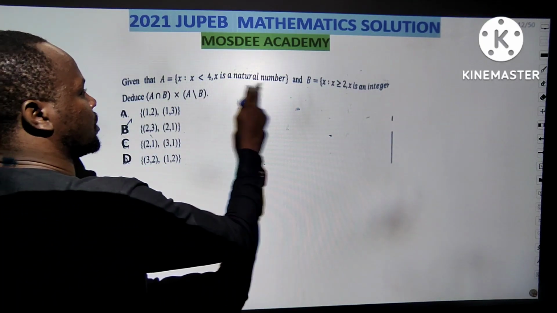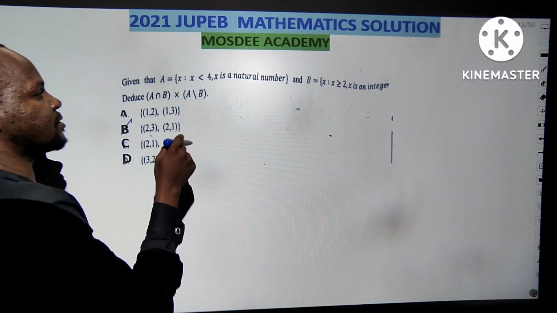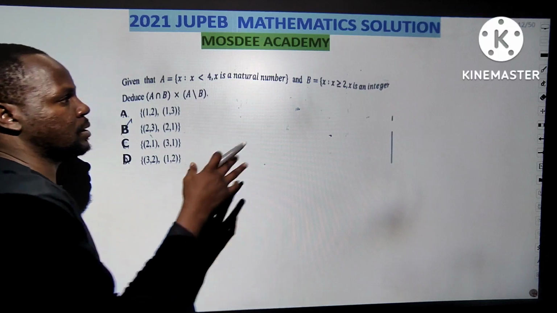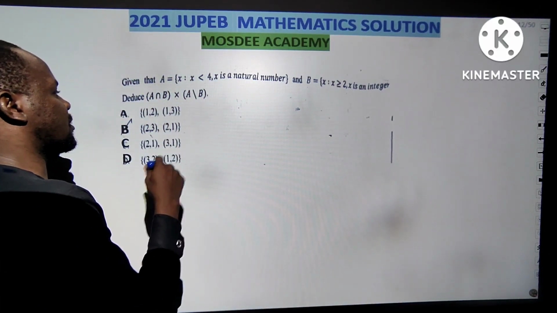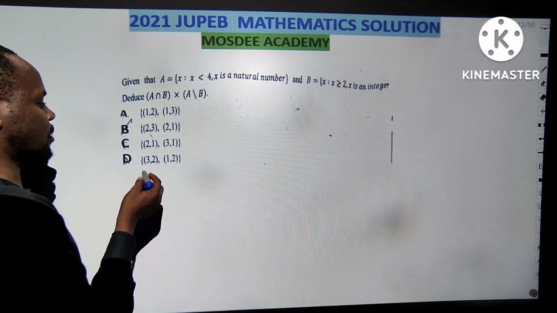A is equals to numbers less than 4. Then B is equals to numbers greater than 2. A intersection B. Numbers less than 4, you know, 1, 2, and 3, if I'm going for natural numbers. And numbers greater than or equal to 2: 2, 3, and 4. Intersection is only 2 and 3. So 2 and 3 will be your answer.